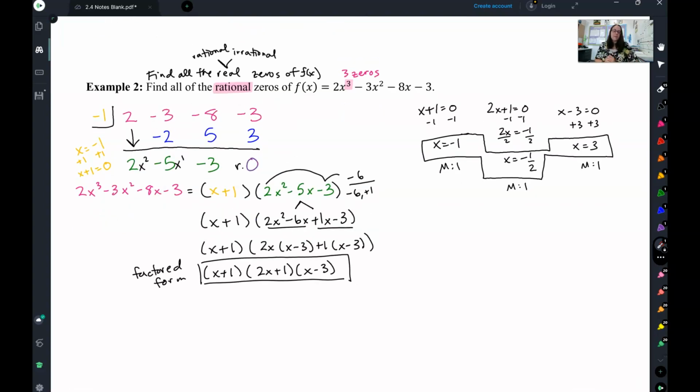So that is example number 2. In the next video, we're going to try example 3, where we try 1 to the 4th power, degree 4.